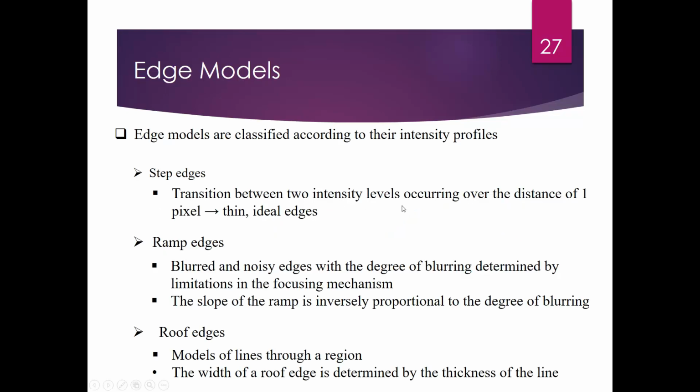A transition between two intensity levels occurring over a distance of 1 pixel is represented by a step edge. Blurred and noisy edges have a degree of blurring determined by the limitation in the focusing mechanism. The slope of the ramp is inversely proportional to the degree of blurring. As we increase the degree of blurring, the slope of the ramp is going to decrease. Now roof edges are models of lines through a region. The width of a roof edge is determined by the thickness of the line.